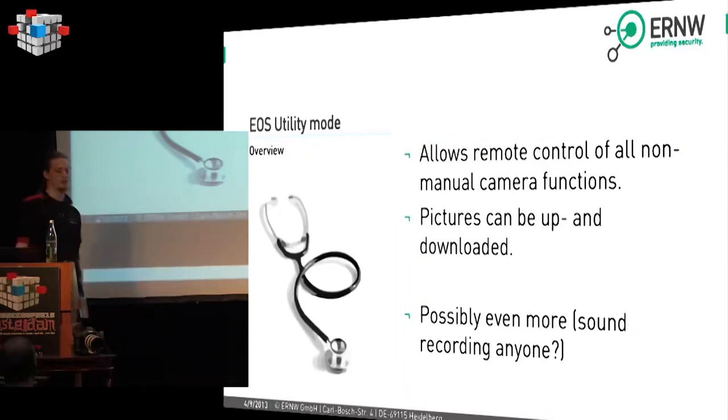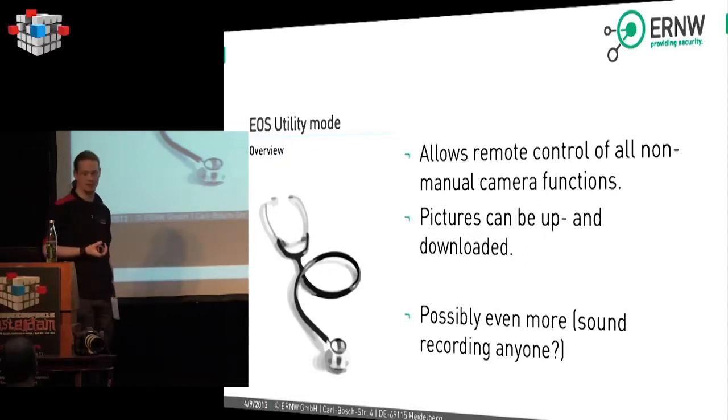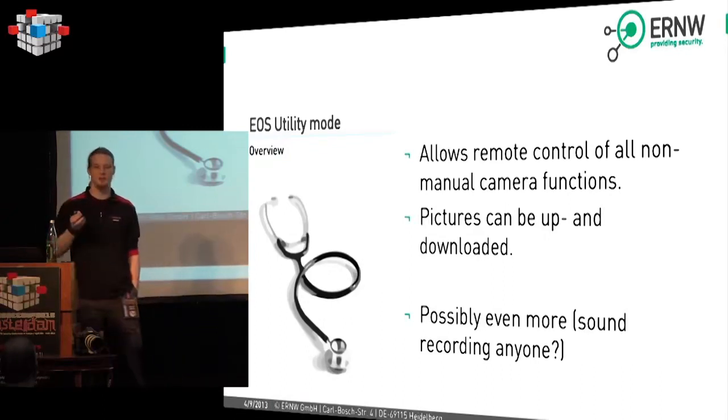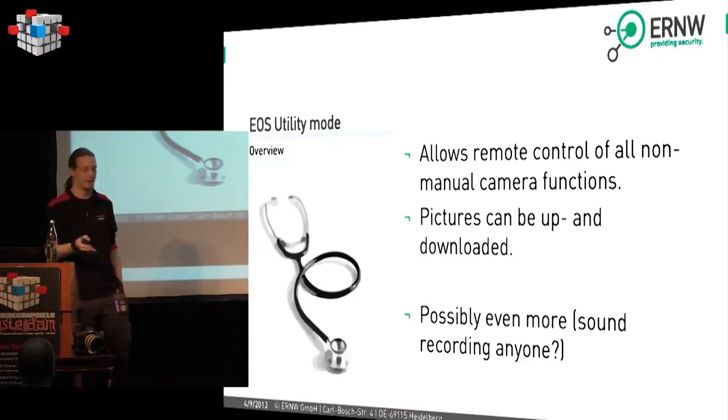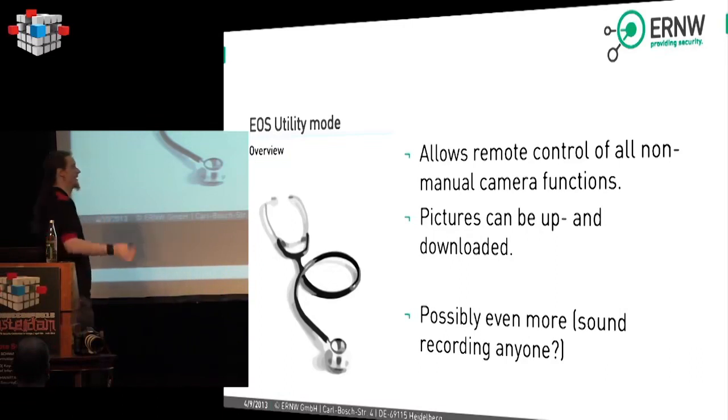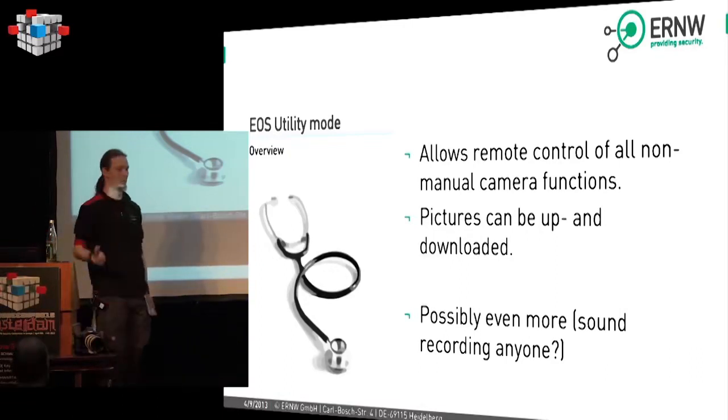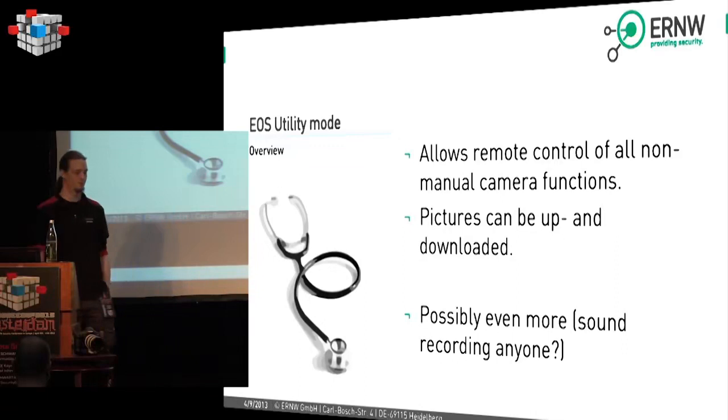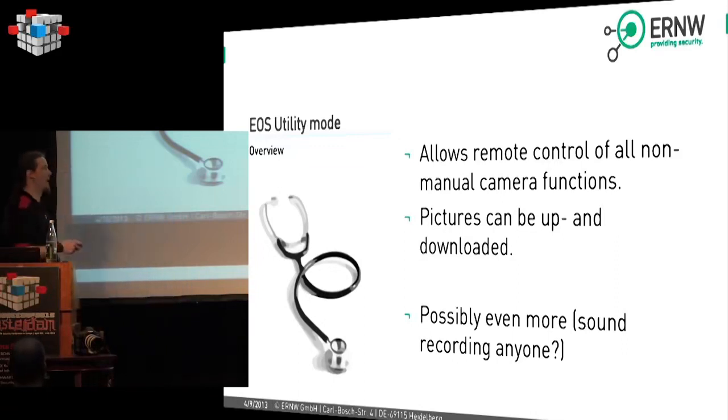So this mode allows the remote control of every non-manual camera function, which means I can set everything I could set in the menu. I can't turn the lens, or take the lens cap off. That's the only thing I can't do. But everything else is possible with this proprietary mode. Also, I can upload and download images, and possibly even more.